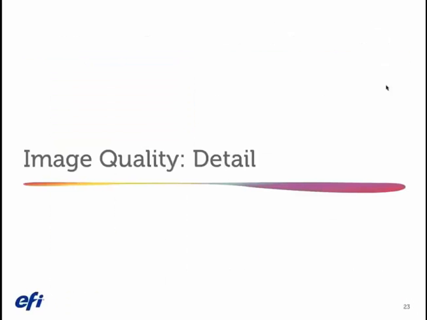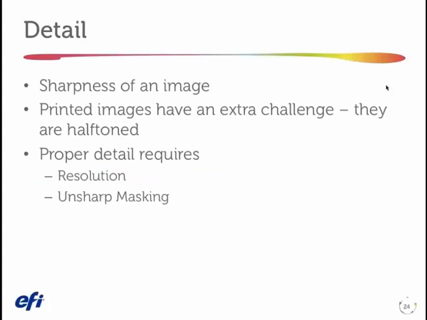The last area of image quality is detail. When we look at the detail in an image, we look at how sharp it looks and how natural it looks, and we have three things to contend with. The first is the original sharpness of the image. That is to say, did we have the picture in focus when we took the picture?